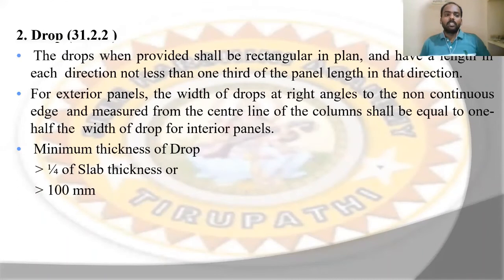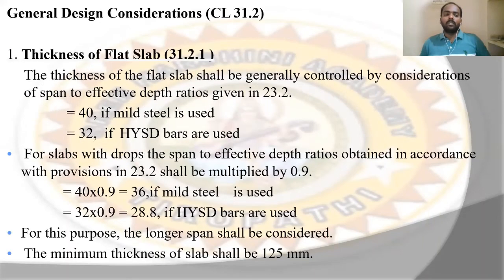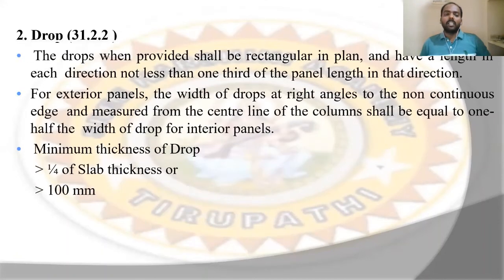Next, drop as per code 456-2000 clause 31.2.2. The drop should not be less than 1/3 of the panel length. In whichever direction we first provide the thickness, either shorter or longer, in the same direction the drop should not be less than 1/3 of the panel length.